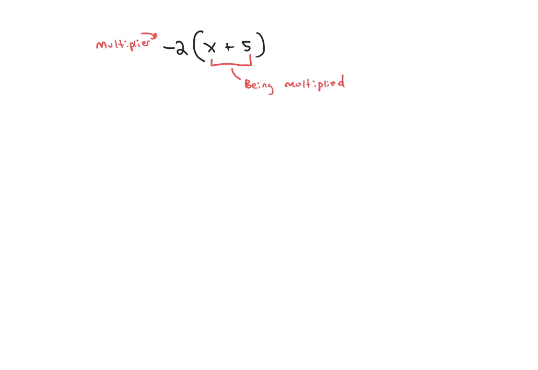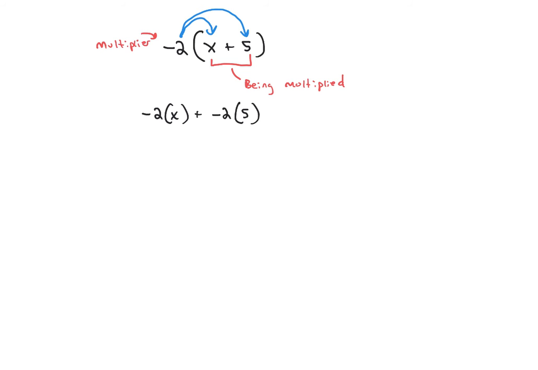So I often draw this with little arrows. I'm saying I'm taking this negative 2 and I'm distributing it to my 1x. And then I'm taking this negative 2 and I'm distributing it to my positive 5. So the math that we are doing here would look like negative 2 times x plus negative 2 times 5.